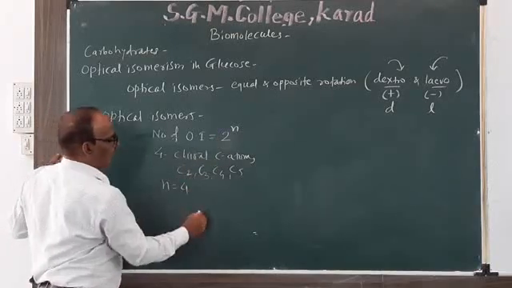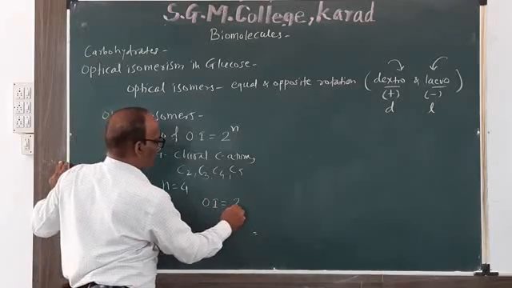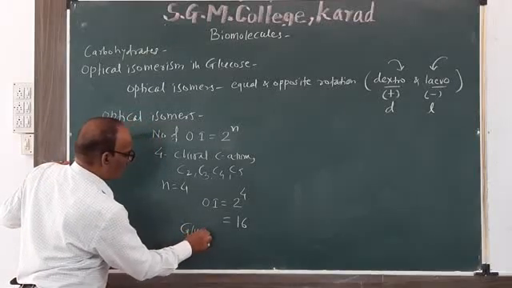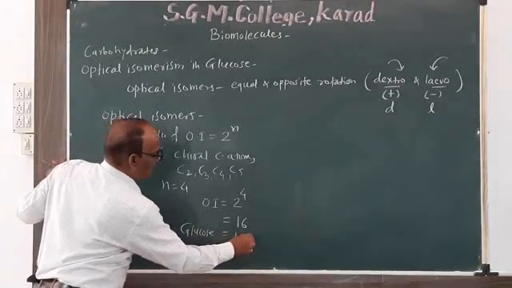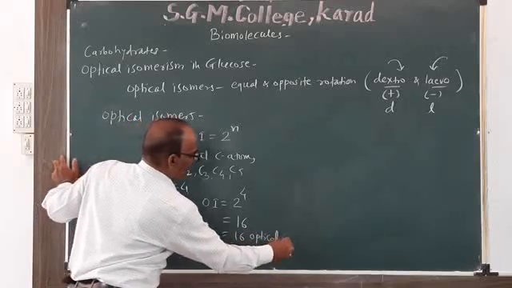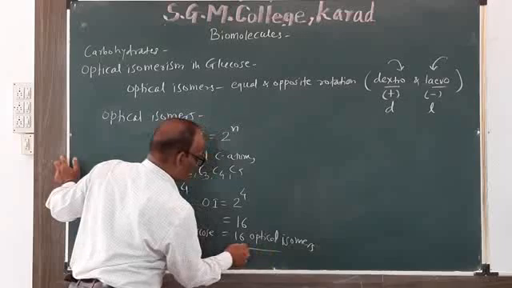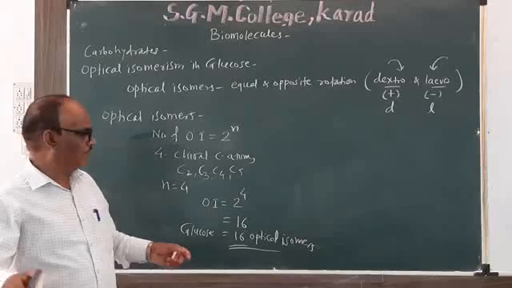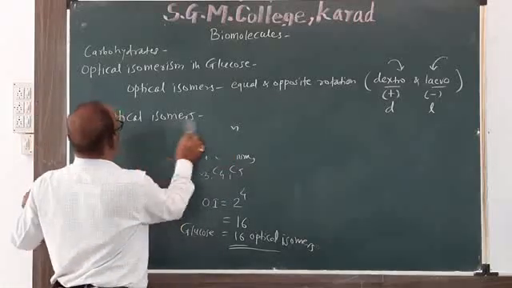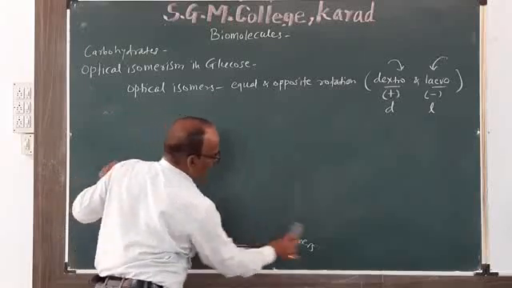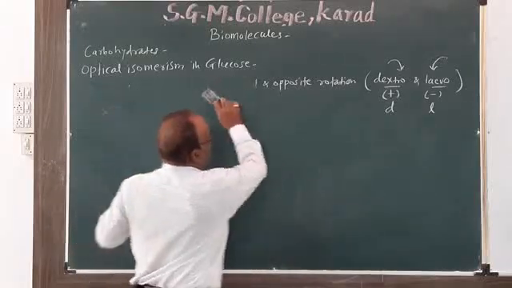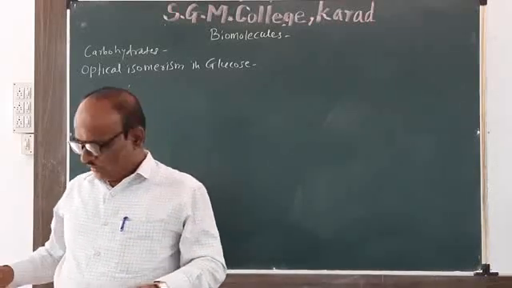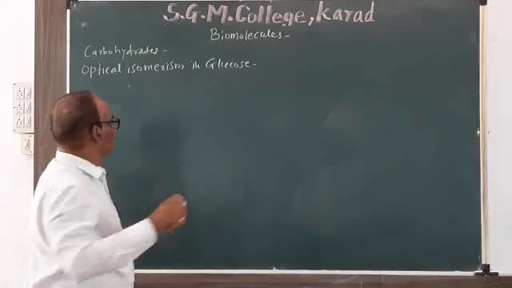Put the value in this formula. Number of optical isomers is 2 raised to 4, and that is 16. So glucose has a total of 16 optical isomers, in which 8 are dextrorotatory and 8 are levorotatory. So this is about optical isomers in glucose. Then we study the Fischer projection formula for glucose.